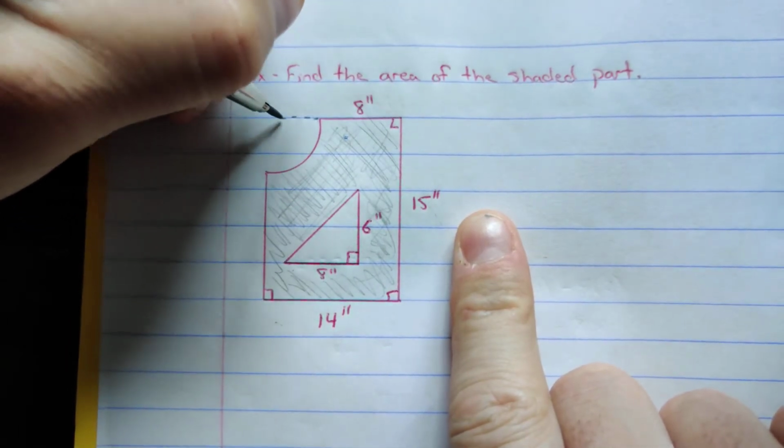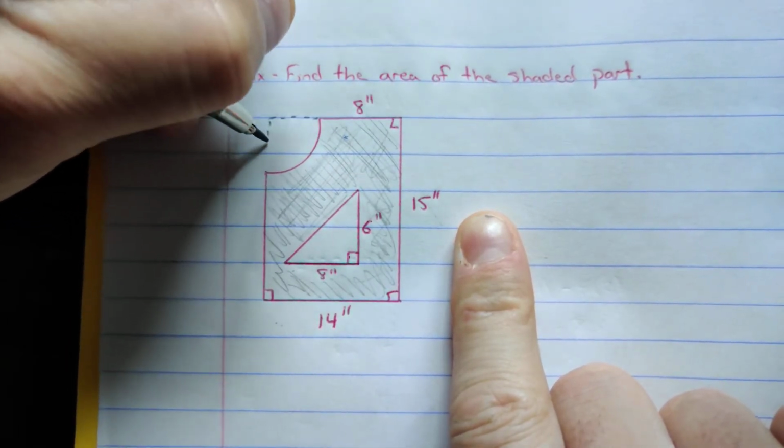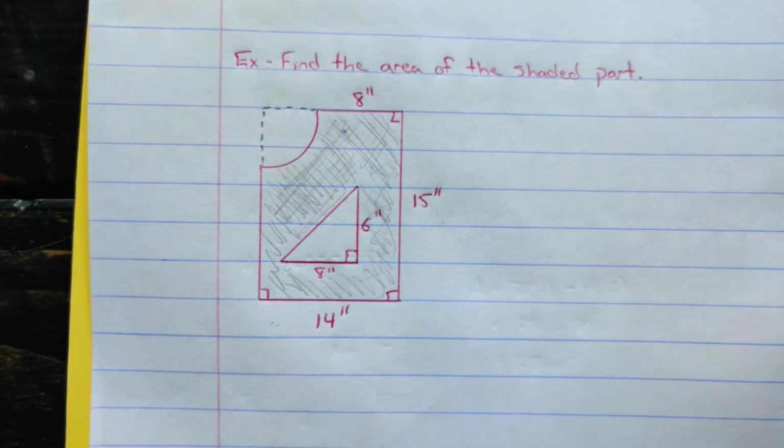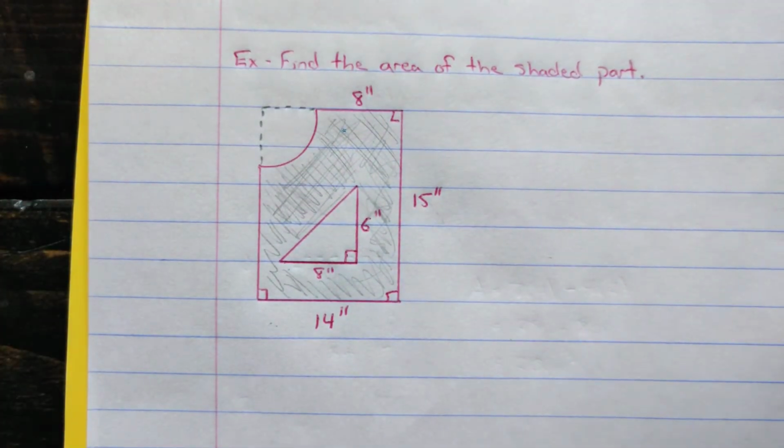I'm actually going to make this into a big rectangle, just so you can see it a little better. So we got a quarter of a circle there. We got a triangle cut out of the middle. This is crazy.